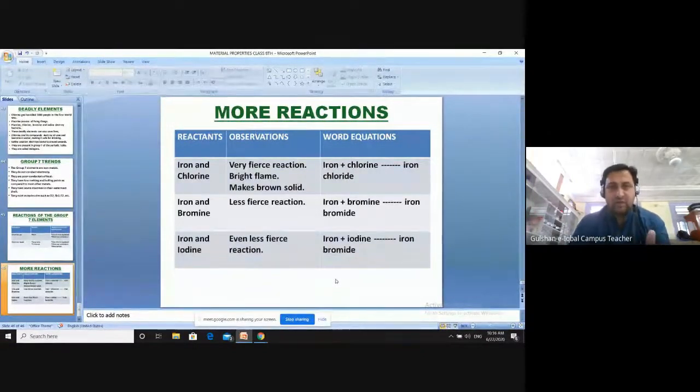Now just read out the table. We are going to see the first reaction in the table. The first reaction, the reactants are iron and chlorine. When you react iron with chlorine, the reaction is very fierce, meaning a very strong reaction takes place. You will see bright fumes in the reaction. At the end of the reaction, what will be formed? A brown solid will be formed, and the reaction will be iron plus chlorine giving iron chloride.